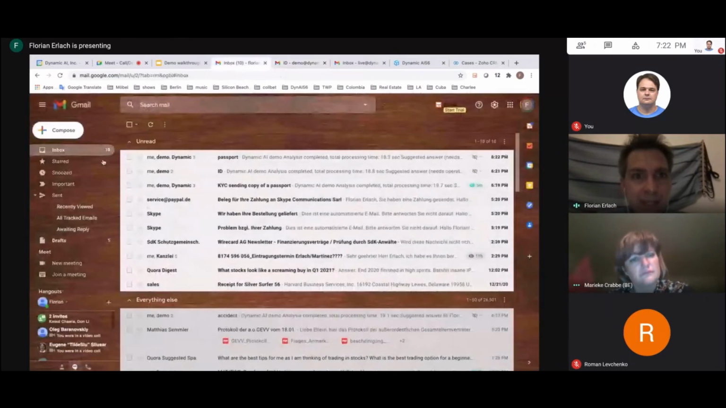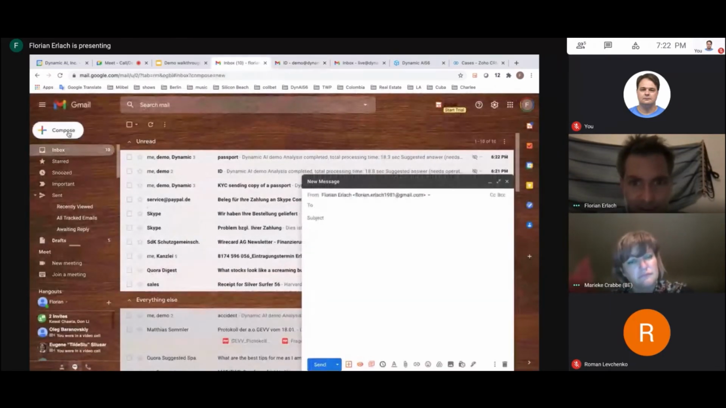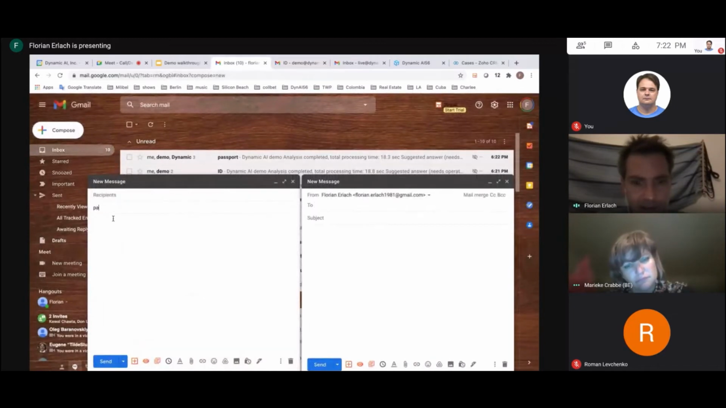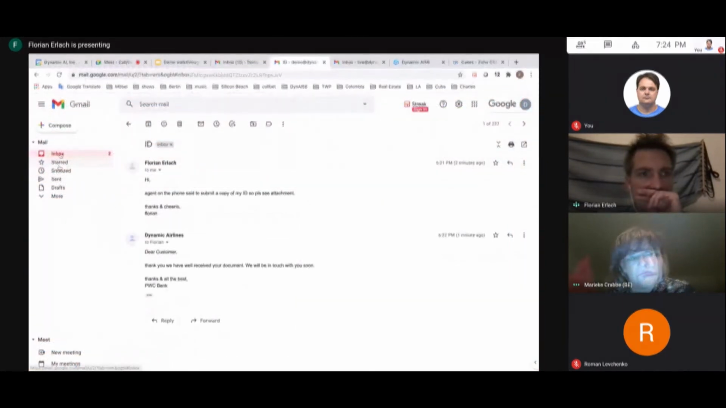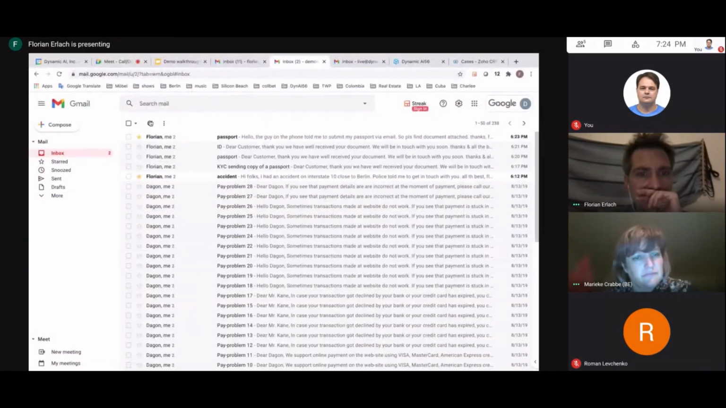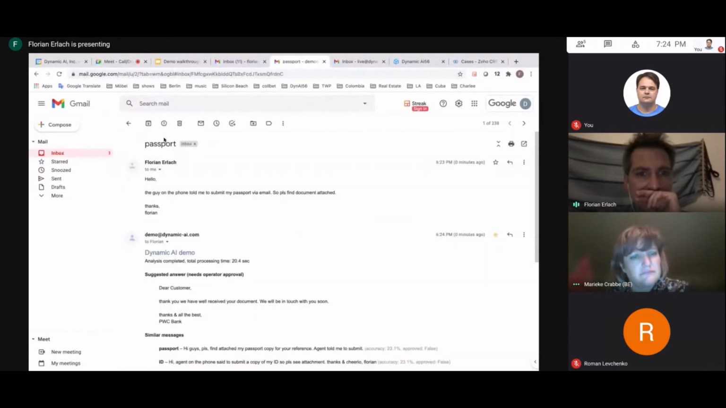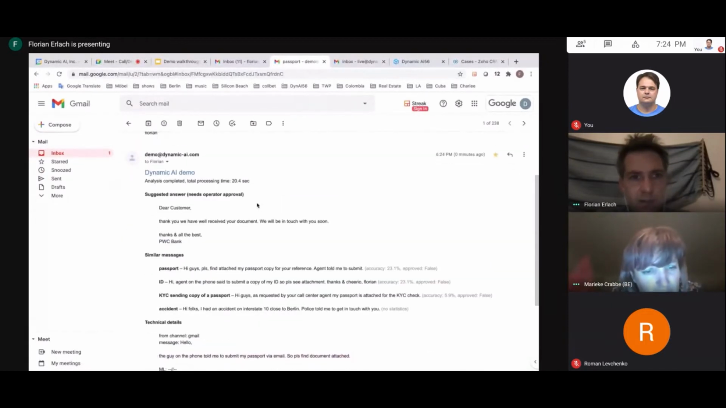So let's make two last things regarding passport and ID. Passport, ID. So let's go there to the inbox. First one we have it: 20 seconds, needs operator approval. "Dear customer, thank you. We have well received your document. We'll be in touch with you."